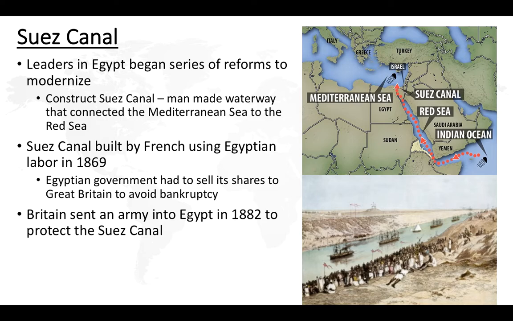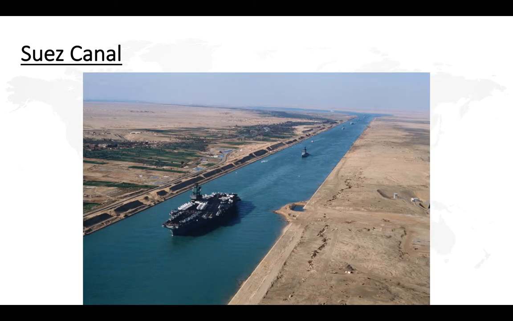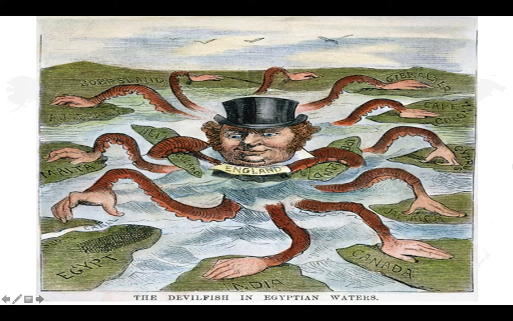And they sent an army into Egypt in 1882 to protect it, almost like a protectorate. We see that this builds even more and more British supremacy. And they almost indirectly rule over Egypt for 70 years by having control of that Suez Canal. But the canal was great in opening up trade in all the regions.